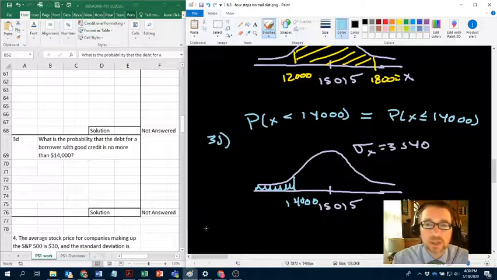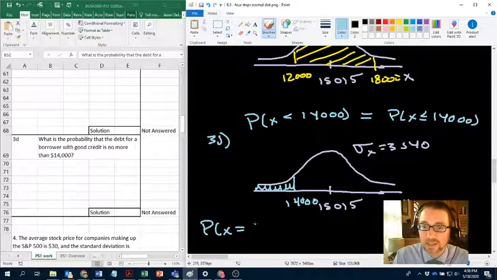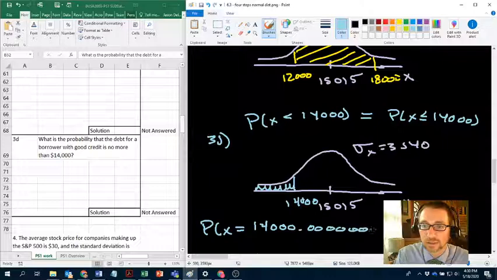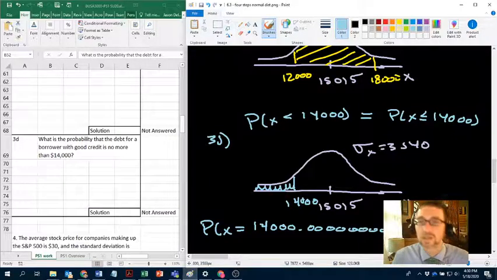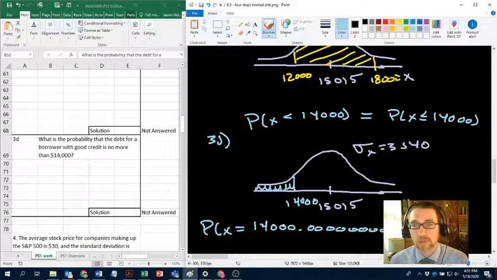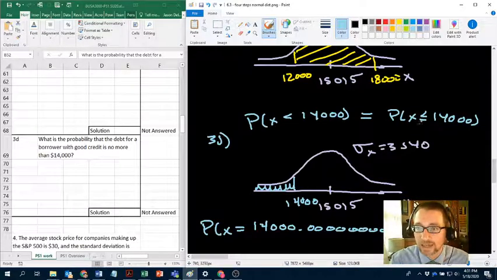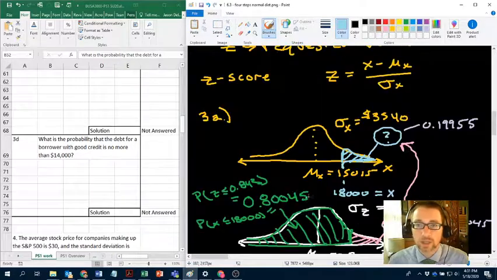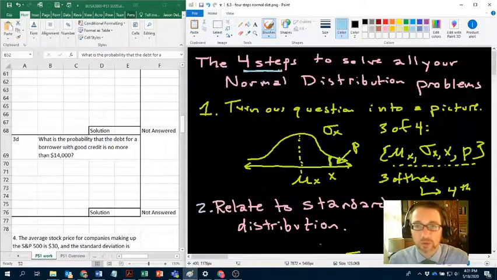Why? Because if you have a large enough population, the chances that somebody's going to walk through the door with 14,000 and 0.000000000 cents is treated as 0, right? It's just too fine a line for somebody to come in with exactly to the penny. It's close enough to 0 that it makes no difference. So anytime we have a continuous probability distribution, the value added by including the equal sign in the probability is essentially 0.